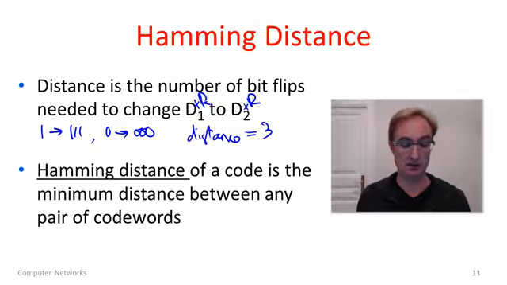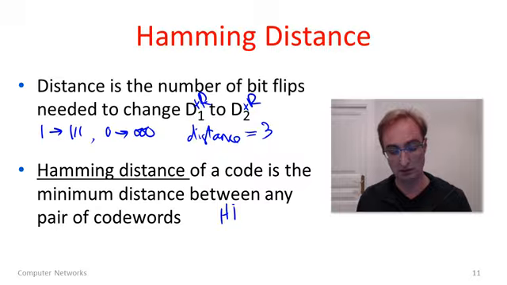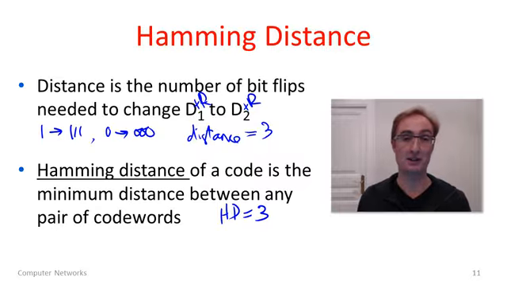Now the Hamming distance of a code is the minimum distance between any pair of code words that are in the code. In this code, there's only one pair of code words: the code word for 1 and the code word for 0. The distance is 3, so the Hamming distance of this whole code is also 3. Seems fairly simple so far, but we'll use it in just a moment.